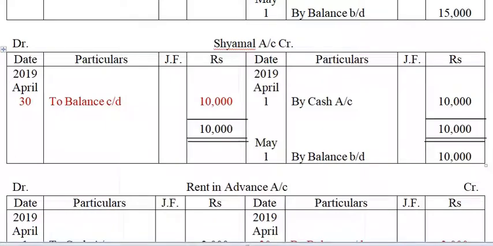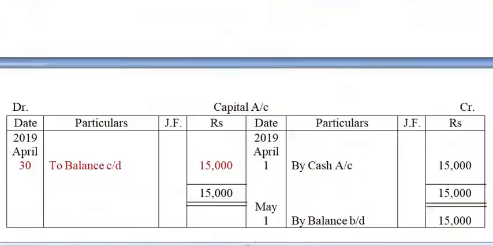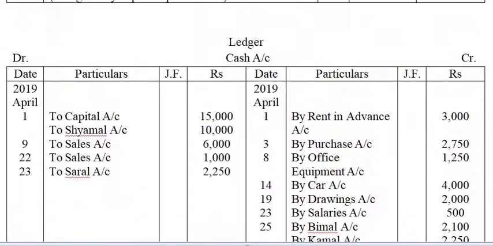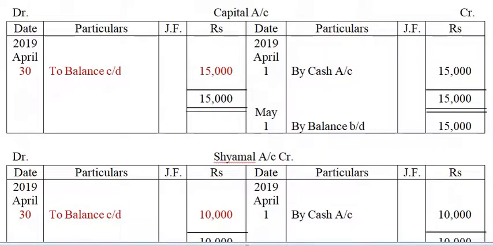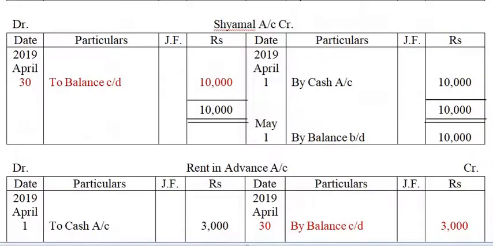Hello, dear children. Now we will continue with our discussion and the preparation of the ledger accounts. Okay. So in the previous video, we had prepared two accounts, that is cash account and capital account. Now we have to prepare SHAML account. Okay. So I believe the list is with you.